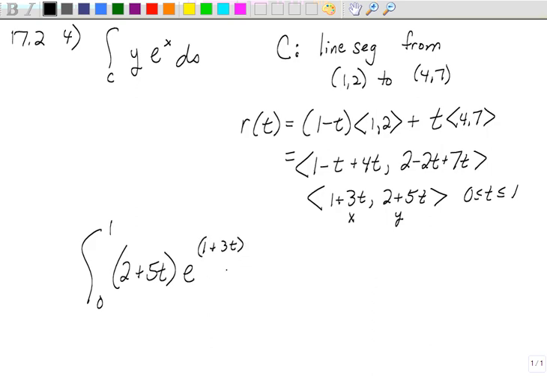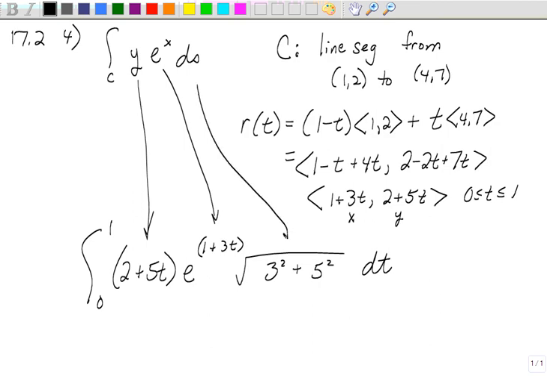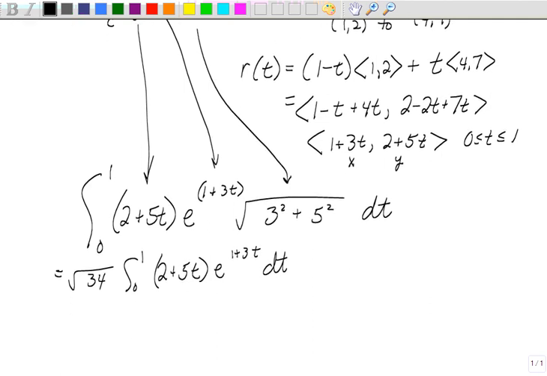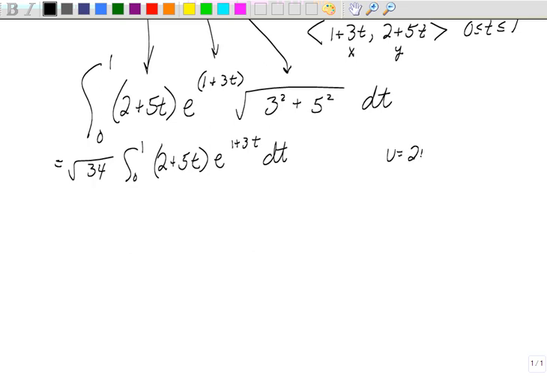ds is the square root of x prime squared plus y prime squared, dt. So we're just making the substitution. ds is the arc length. This is the square root of 34, 0 to 1. We can do this by parts. Let u be 2 plus 5t, and du is 5.